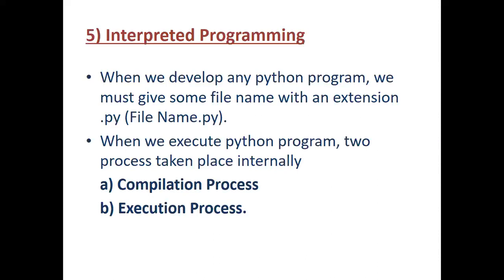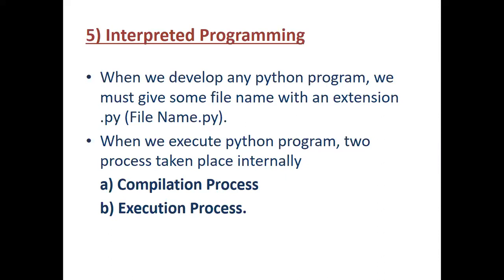The fifth feature we discussed is interpreted programming language. Now, what do we understand by interpreted programming language? It means whenever we develop any Python program, we need to give a file name with an extension that is .py. Okay? Like I am doing one programming.